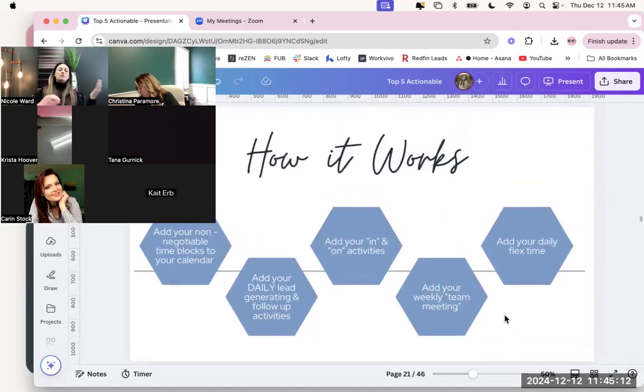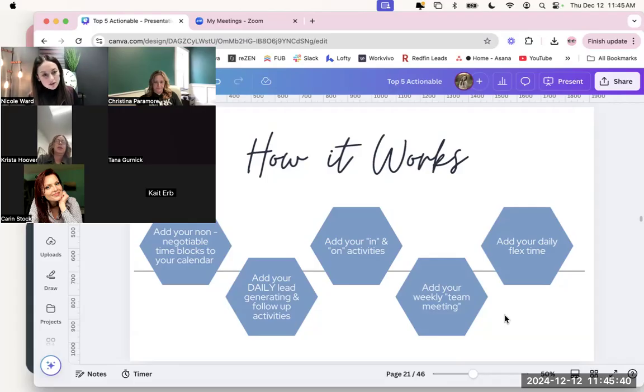All right, so here's how you build your calendar real quickly in review. Add your non-negotiable time blocks to your calendar. This, for example, could be dropping your kids off at school, picking your kids up at school, a doctor's appointment. Maybe you have a yoga class. Those are non-negotiables. Those are in your calendar. You can't miss them. You cannot miss picking up your kids. So time block that time out so you know you have it in your calendar.